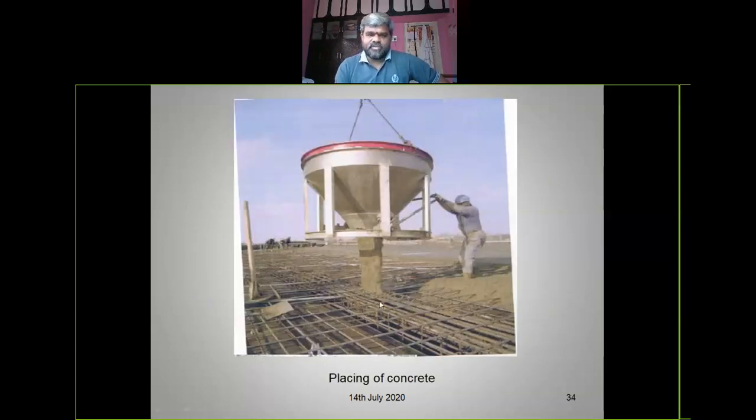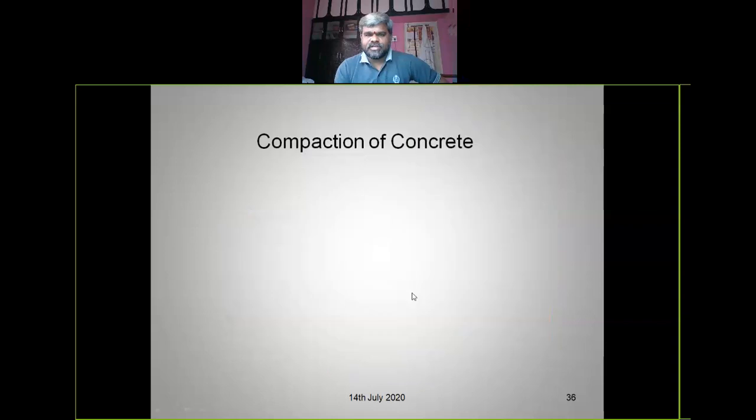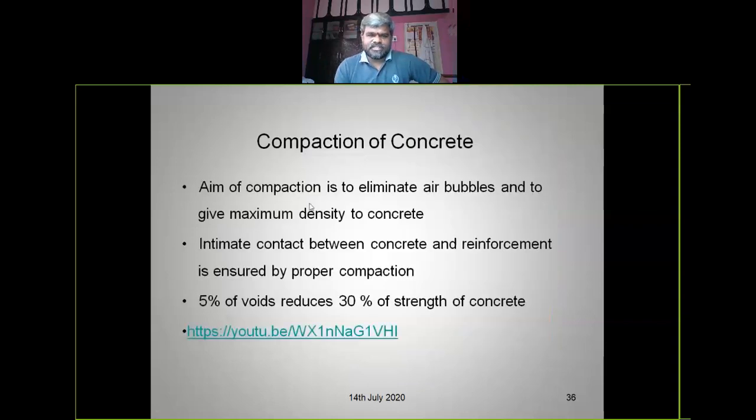You can see the videos later. So this is the placing of concrete with heavy buckets and crane. This is the transit mixer directly pouring the concrete. Right. Next, compaction. The aim of compaction is to eliminate air bubbles and to give maximum density to concrete.